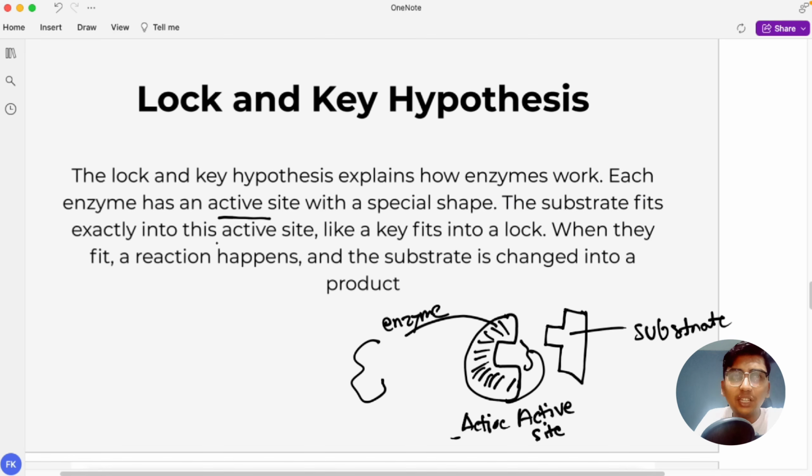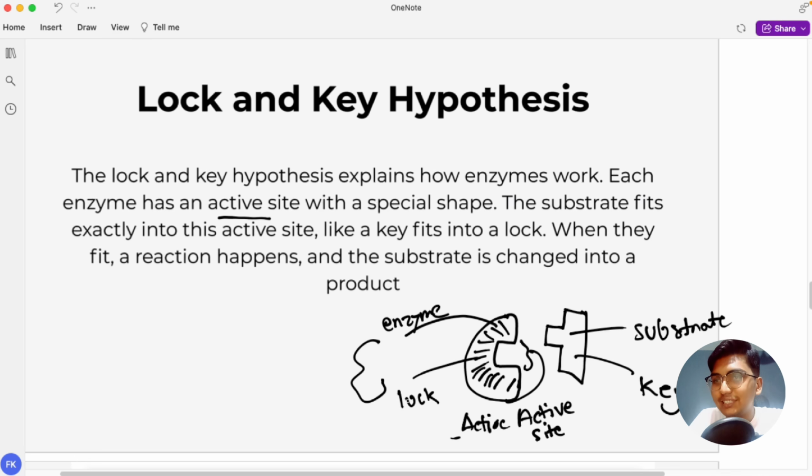And the substrate fits exactly into the active site, just like a key. An enzyme acts as a lock, right? When they fit, the reaction happens and products are released. Simple concept. So, which one is the key? The substrate is actually the key, as it just fits into the active site, and the enzyme is actually the lock.